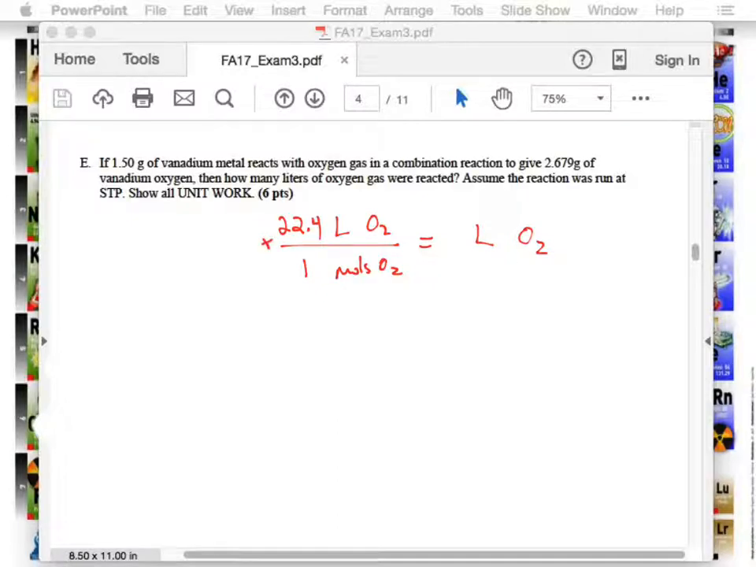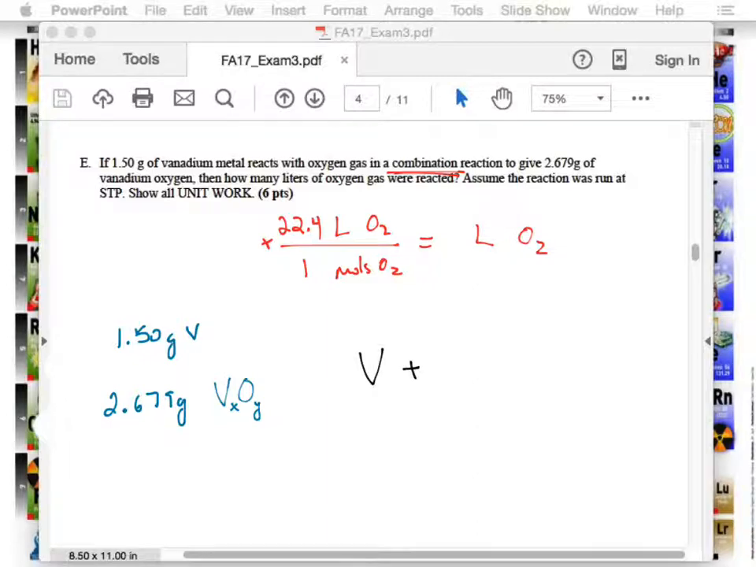So if I look at my given information, 1.50 grams of vanadium, 2.679 grams of vanadium oxygen, X and Y. How do I solve for the oxygen? Is there other information in the question? Say from Unit 2. In a combination reaction.